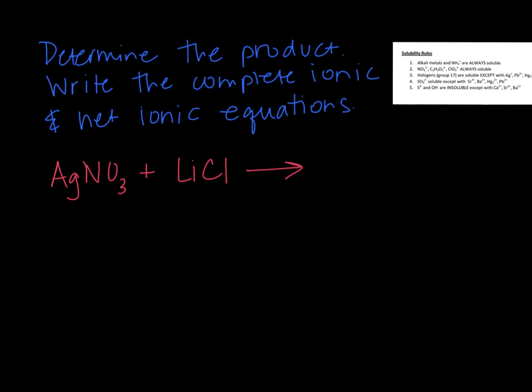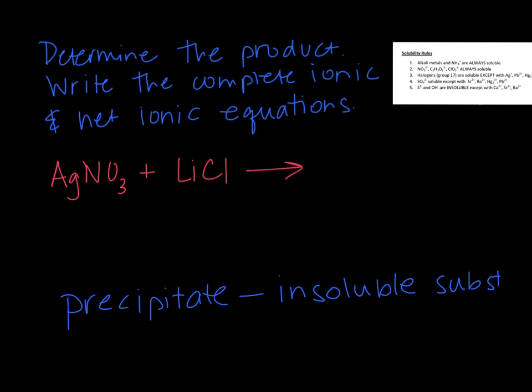So the first thing you have to do when you look at these, they're double replacement reactions. They're one type of double replacement reactions. And for precipitation reactions to form, they have to form something called a precipitate. And a precipitate is an insoluble substance. So it's something that does not dissolve when it's in water.